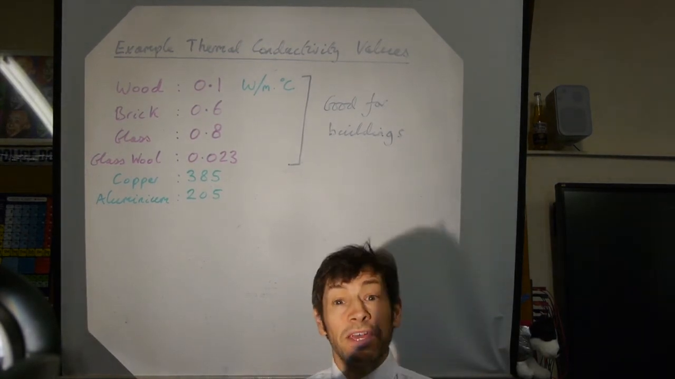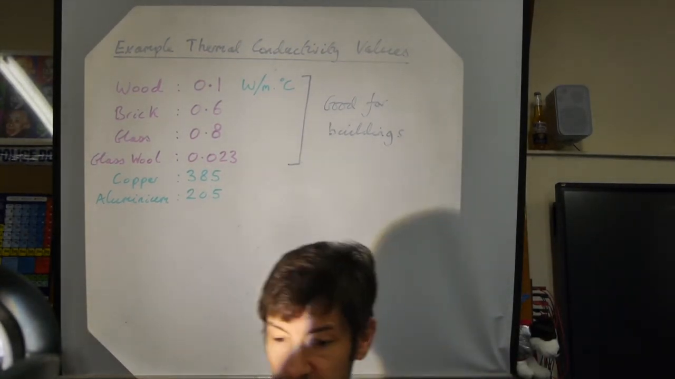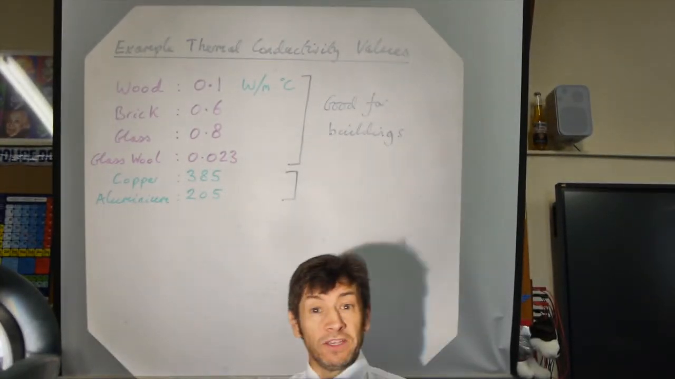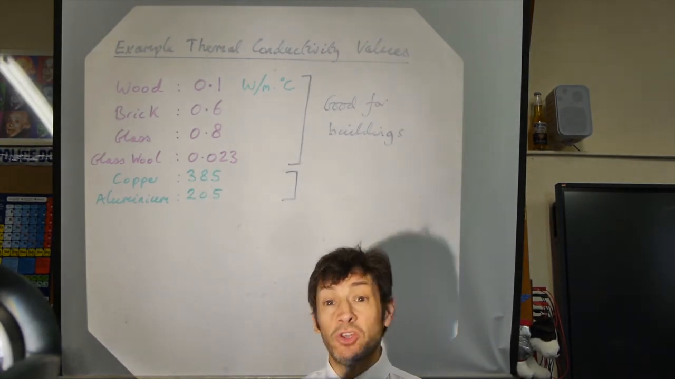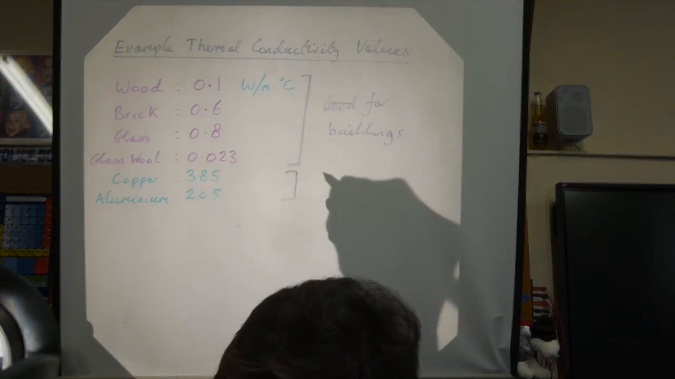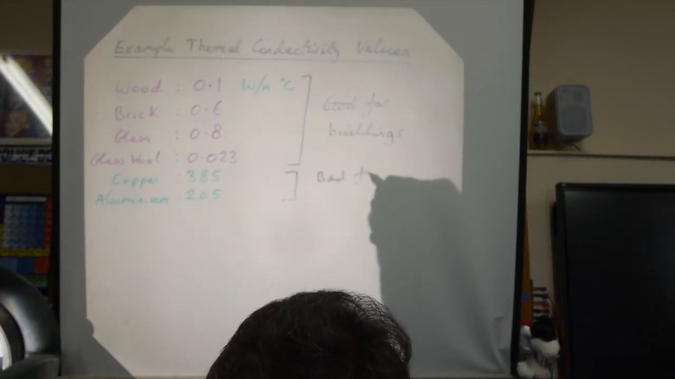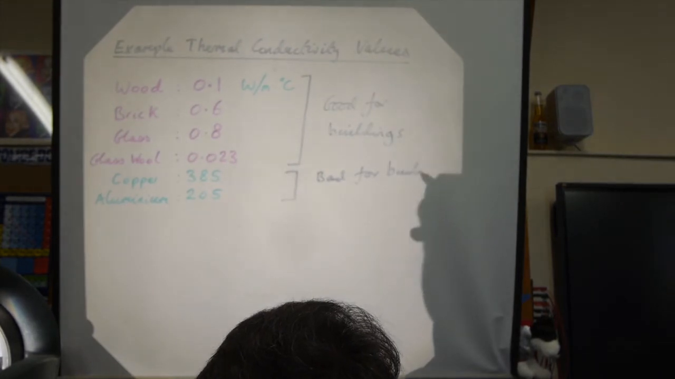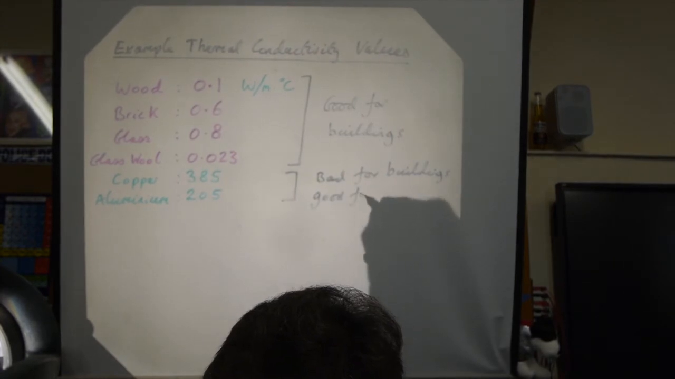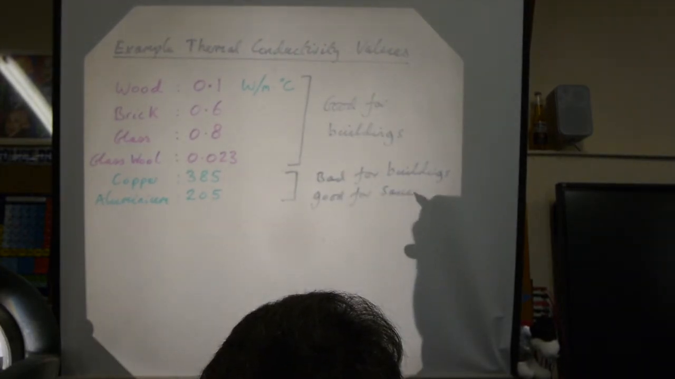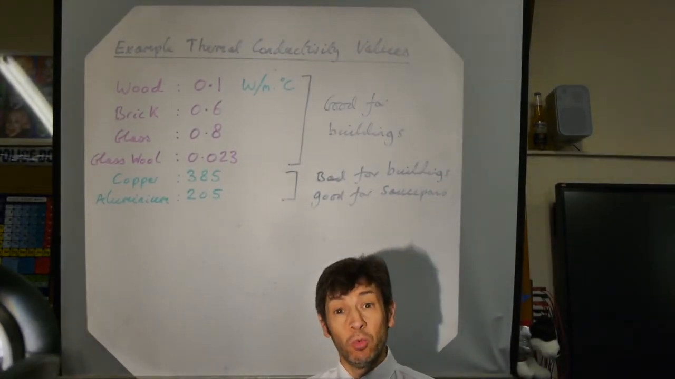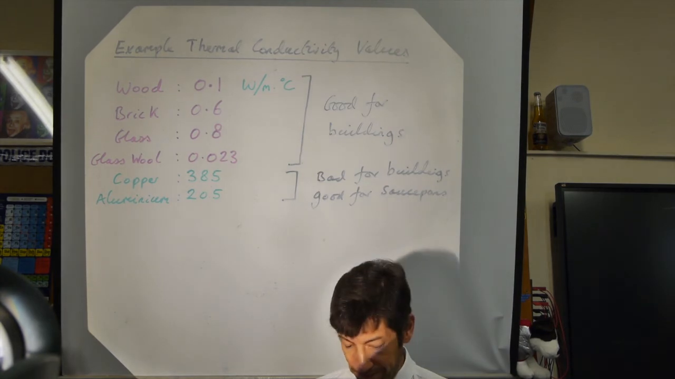They'll keep the building nice and insulated. And copper and aluminium, now they're going to be no good for buildings at all, okay? They're going to be good for situations where you want heat to travel well, so these are going to be bad for buildings, but good for saucepans and things like that, for radiators on the wall where we want heat to travel through them.